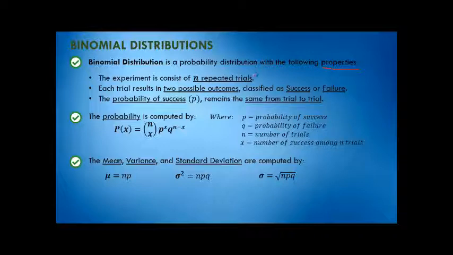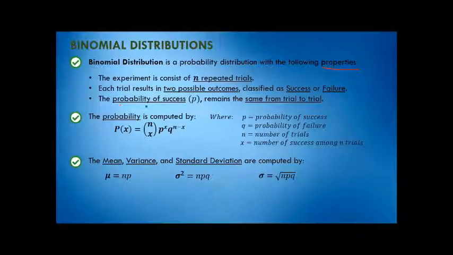Ibig sabihin, maraming trials yung experiment mo. Pwede siyang paulit-ulit na trials. Then, each trial results in two possible outcomes. Katulad din siya ng Bernoulli na merong success or failure. Ang kaibahan niya is may repeated trials ang binomial, pero ang Bernoulli, one trial lang.